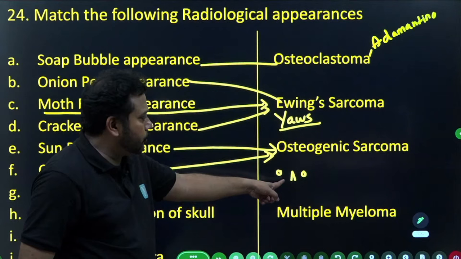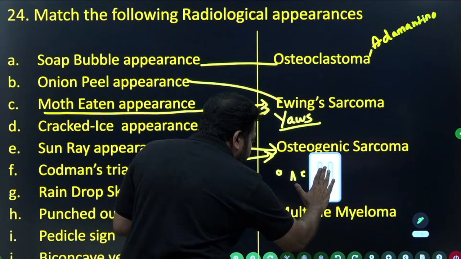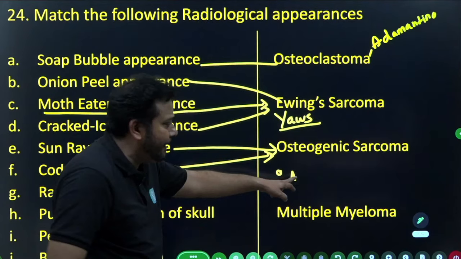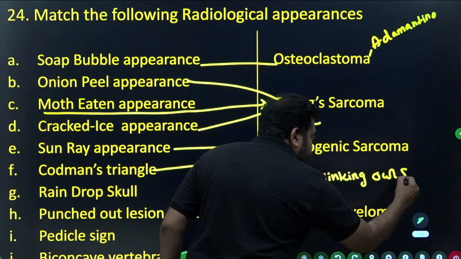If it is multiple myeloma, on one side you can't see the pedicle. Only one can be seen. You are not able to see the eye-like thing. So this pedicle sign is otherwise called winking owl sign. Pedicle sign is otherwise called winking owl sign. Okay.